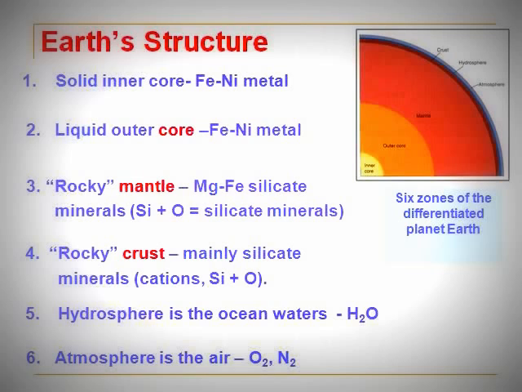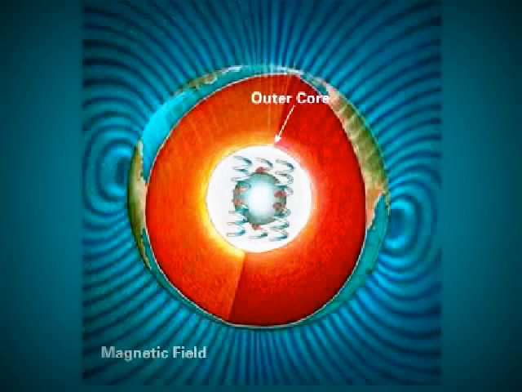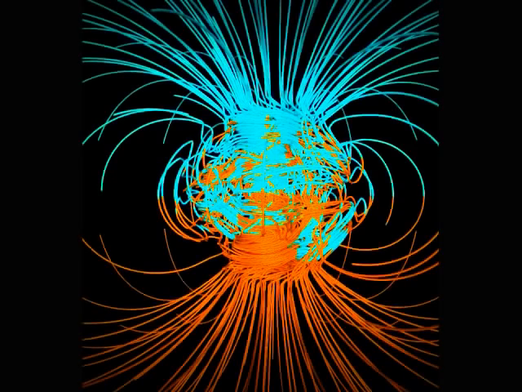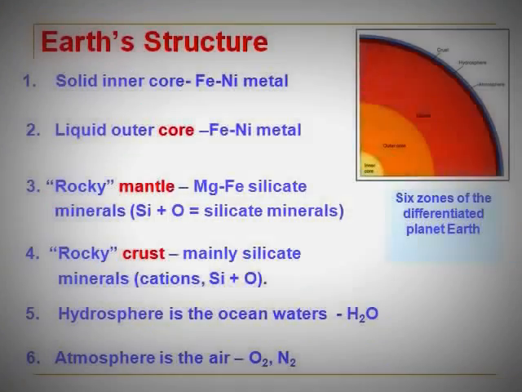Formed during late differentiation, the Earth's structure is as follows. The solid inner core is iron nickel metal. Zone 2 is the liquid outer core made out of liquid iron nickel metal. Due to the rotation of the Earth, this core swirls and is magnetic. This is where our magnetic fields, which give rise to our north and south poles, come from.